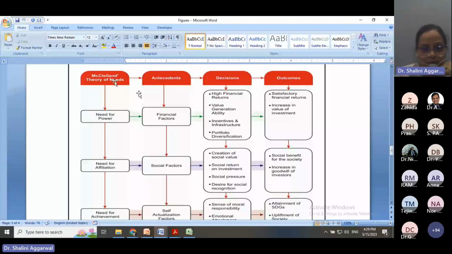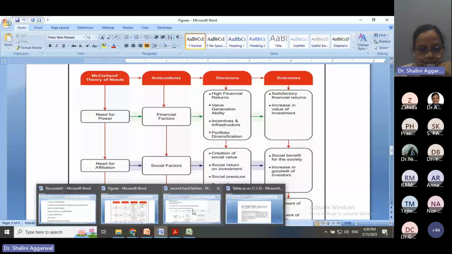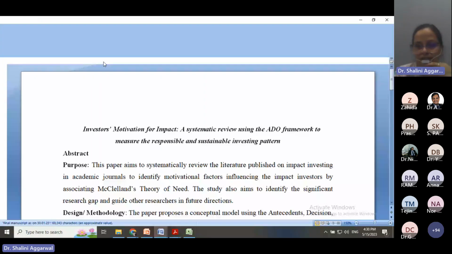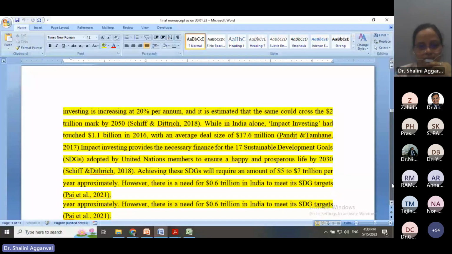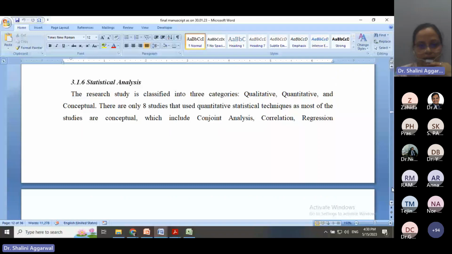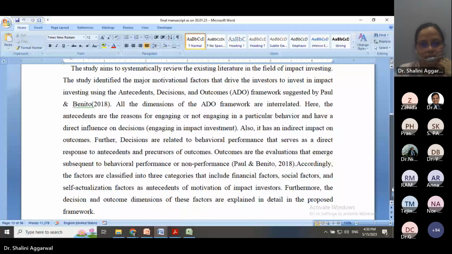So let me show you my paper on this. Let me take you to this. Just opening it up, give me a minute. So what we have done, you can see from here. Content analysis using the ADO framework. You can see from here now. So this is my ADO model part, right?